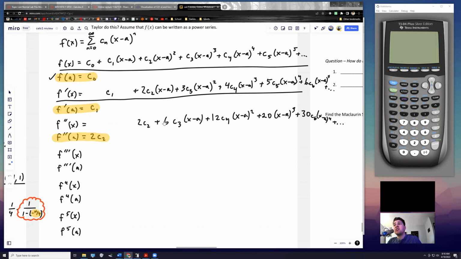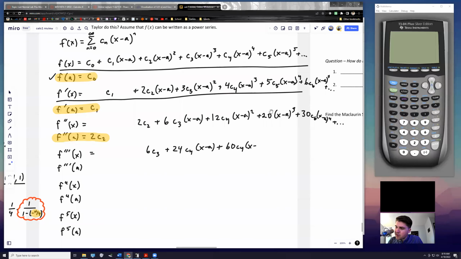And we need to do a few more derivatives to really finish making sense of this. So let's just keep going. The third derivative, well, again, the derivative of a constant will be 0. The derivative of this term will just be 6c3. The derivative of the next term, I'll drop the 2, and I would have 24c4 times x minus a. Then 3 times 20 will be 60.